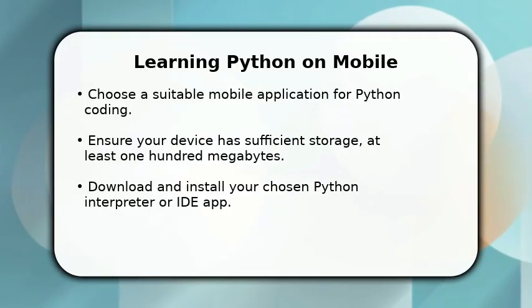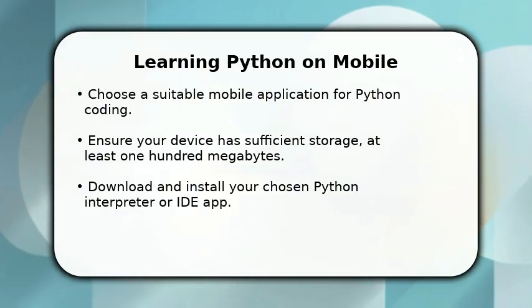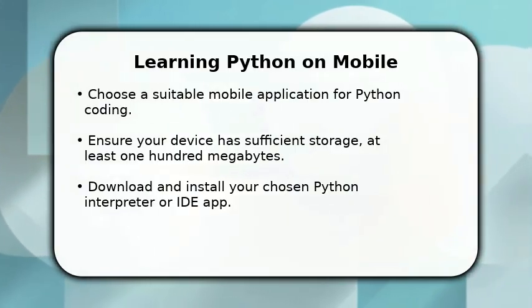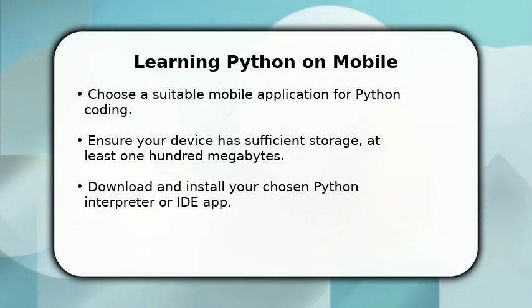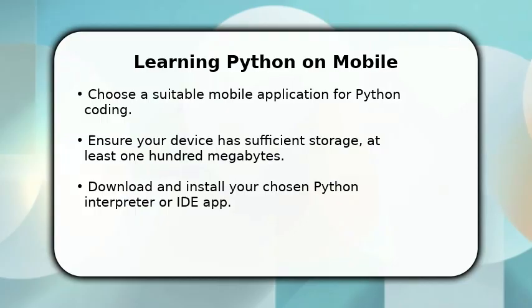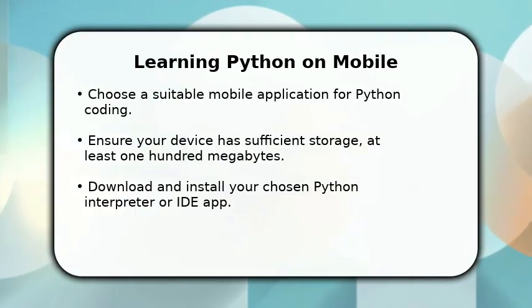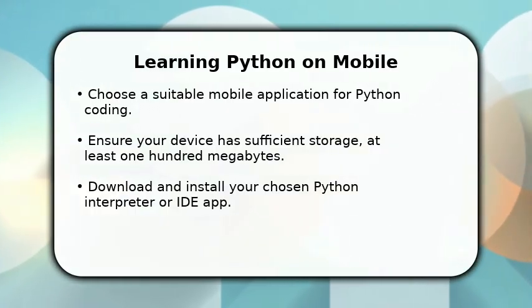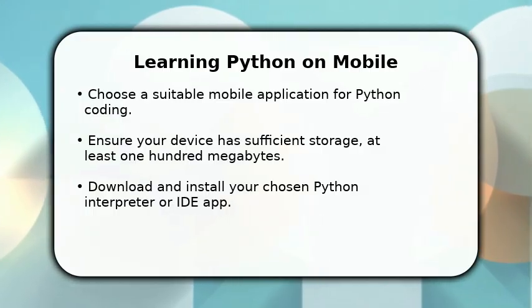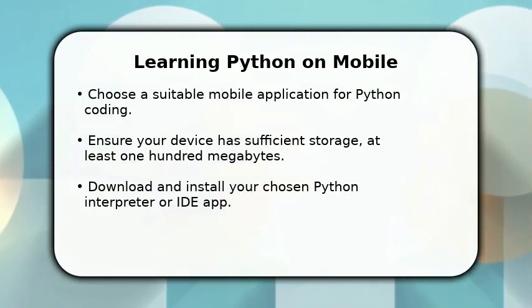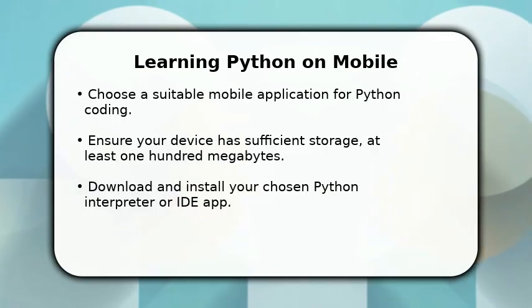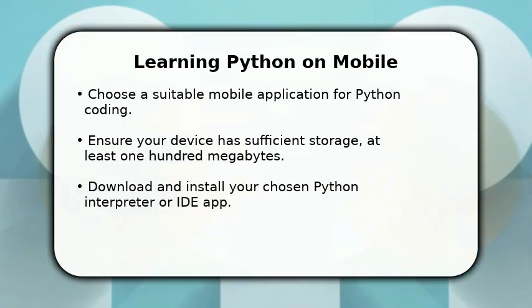In this video, I will explain how to learn Python language in mobile. First, select a reliable Python coding app from your App Store. Ensure your mobile device has at least 100 megabytes of free storage for the app and your projects. Download and install it, then take a few minutes to explore its interface. Understanding the layout will make your learning journey much smoother and more efficient from the very beginning.